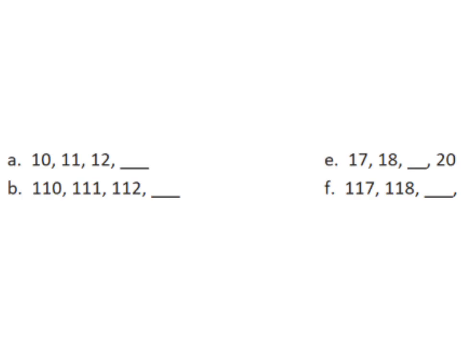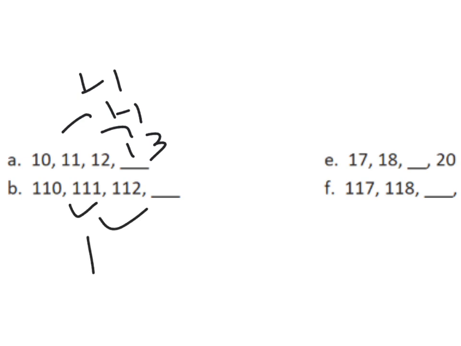Alright, for this we're trying to figure out what comes after. So we see 10 to 11 is plus 1. And 11 to 12 is also plus 1. We can see that would be 13. Then 110 to 111, then 111 to 112 is also plus 1 each time. So it's 112 to 113. 112 plus 1 is 113.